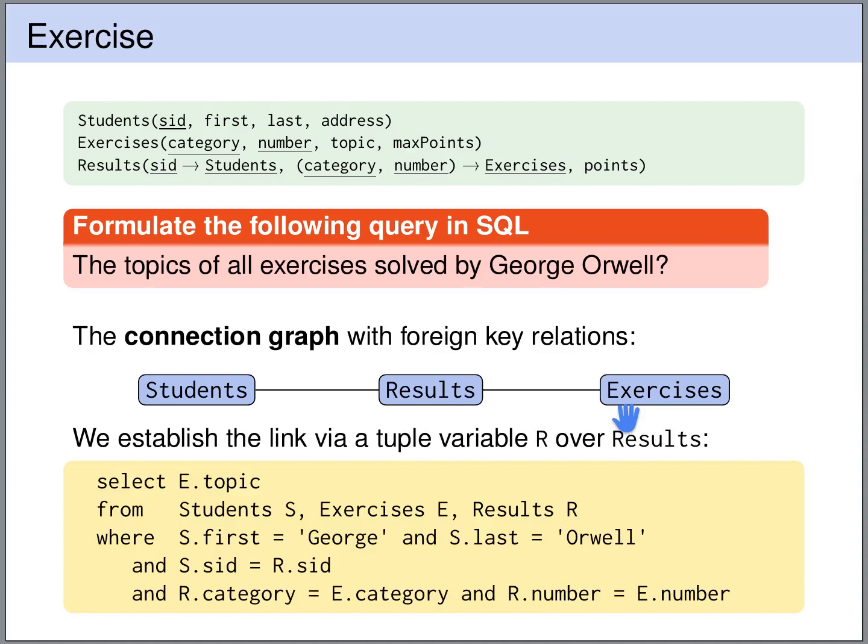So this brings us to this query, where we now have two join conditions. We link R and S by enforcing that the set has to match, and we link R and E by enforcing that category and number have to match. And R is of course this extra table results that we have to include in our query in order to establish the link.